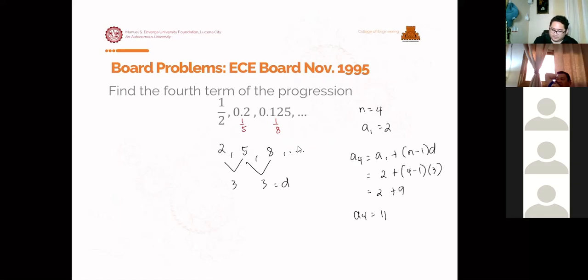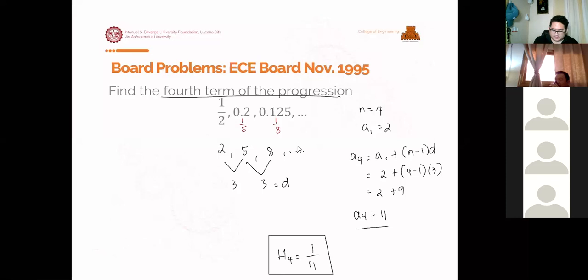Pinapahanap ang fourth term ng harmonic progression. This is para dun sa fourth term ng arithmetic progression. So, ang harmonic progression, ang tawag natin H4, equals dapat sa reciprocal ng arithmetic progression natin. So, 1 over 11 dapat yung sagot niya. No? Hindi lang 11. Okay? So, dapat 1 over 11.